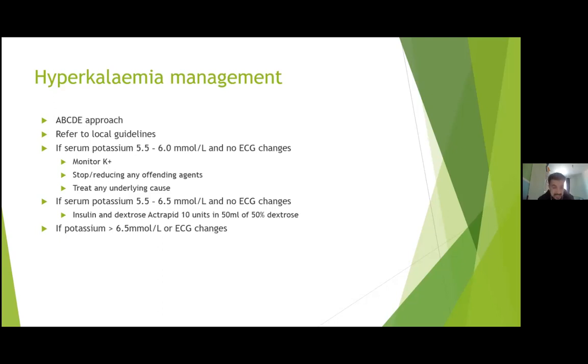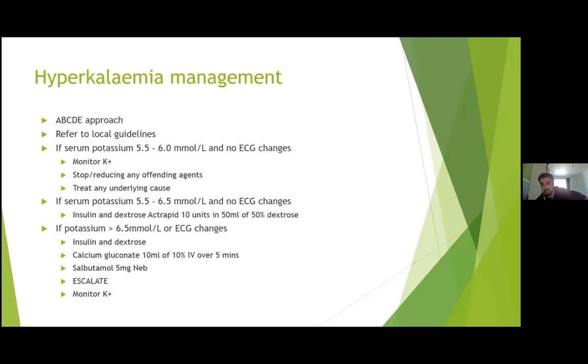If they've got ECG changes, they might even be symptomatic and the potassium is really high, then you give the insulin dextrose as mentioned, you give calcium gluconate as well, you give some salbutamol, and I would escalate this to a senior and make sure they know that such a patient has very high potassium. Then keep monitoring the patient's potassium, check their obs, and do a thorough A to E assessment.